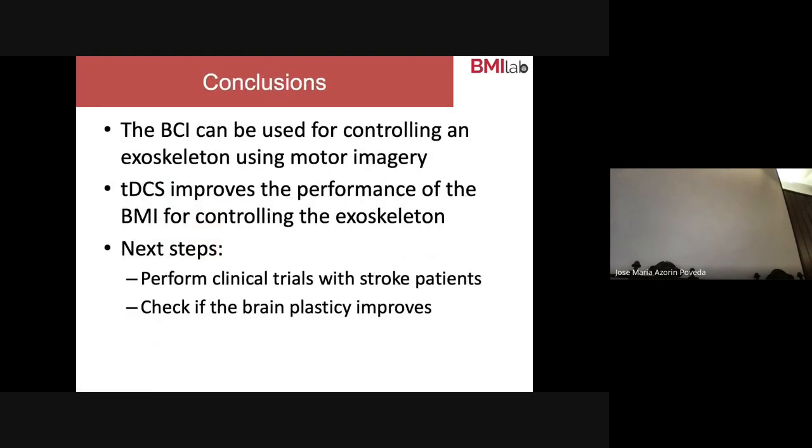Anyway, about this project, we checked that people can use the BCI for commanding the exoskeleton using motor imagery. And we have checked that we can even use the TTS for improving the quality of the signal that is being collected for implementing the BCI. But we need to check if the brain plasticity is improving by associating this stimulation with the BCI. And for doing that, we need to perform a clinical trial. So we only need some usability tests.